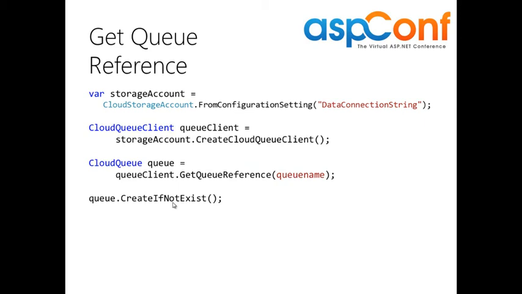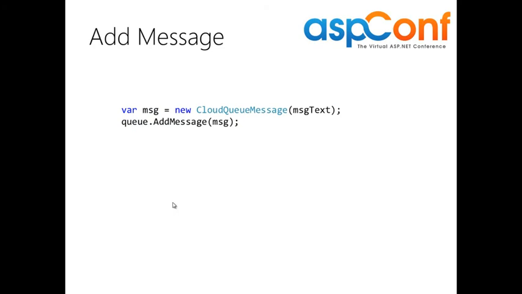And then we can add messages to that queue. So we can create a CloudQueueMessage, pass in some text to that message, or maybe some XML, something like that, and call queue.AddMessage to add that message to the queue. And that's how we place messages onto the queue.